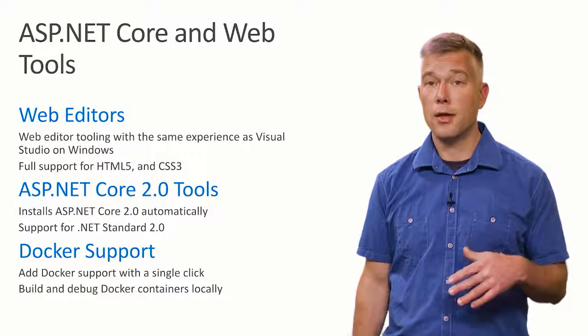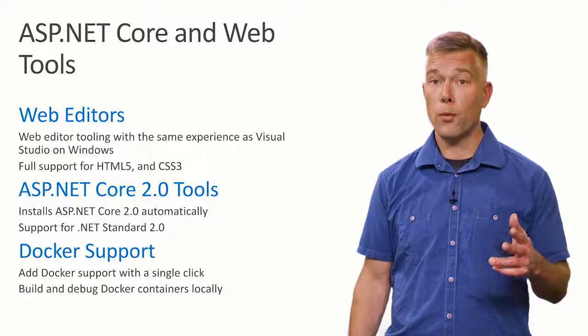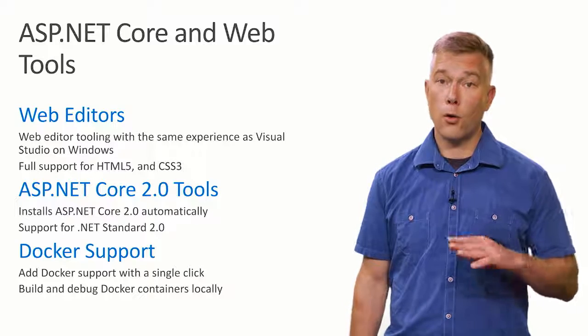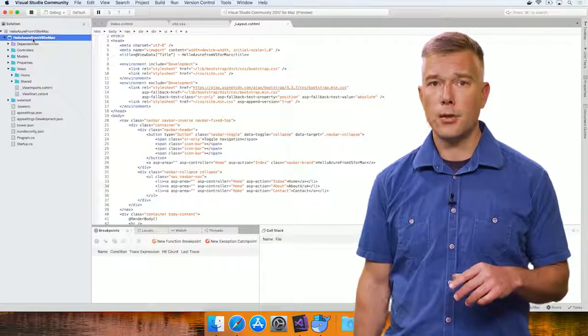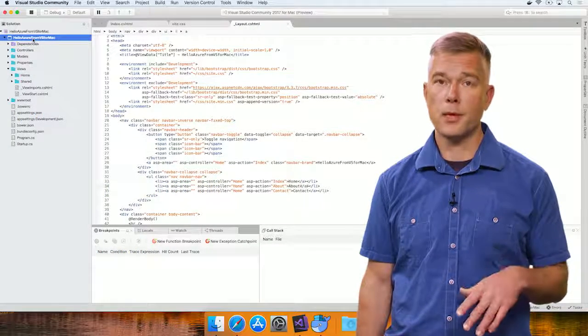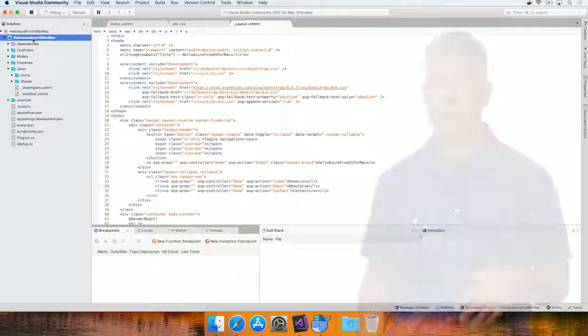Also, once you've done that, you're not stuck using Docker. You can switch to the normal way of doing things, or go back to Docker. It's quite easy with a single gesture. So let's take a look at those improvements in ASP.NET Core tooling in Visual Studio for Mac.